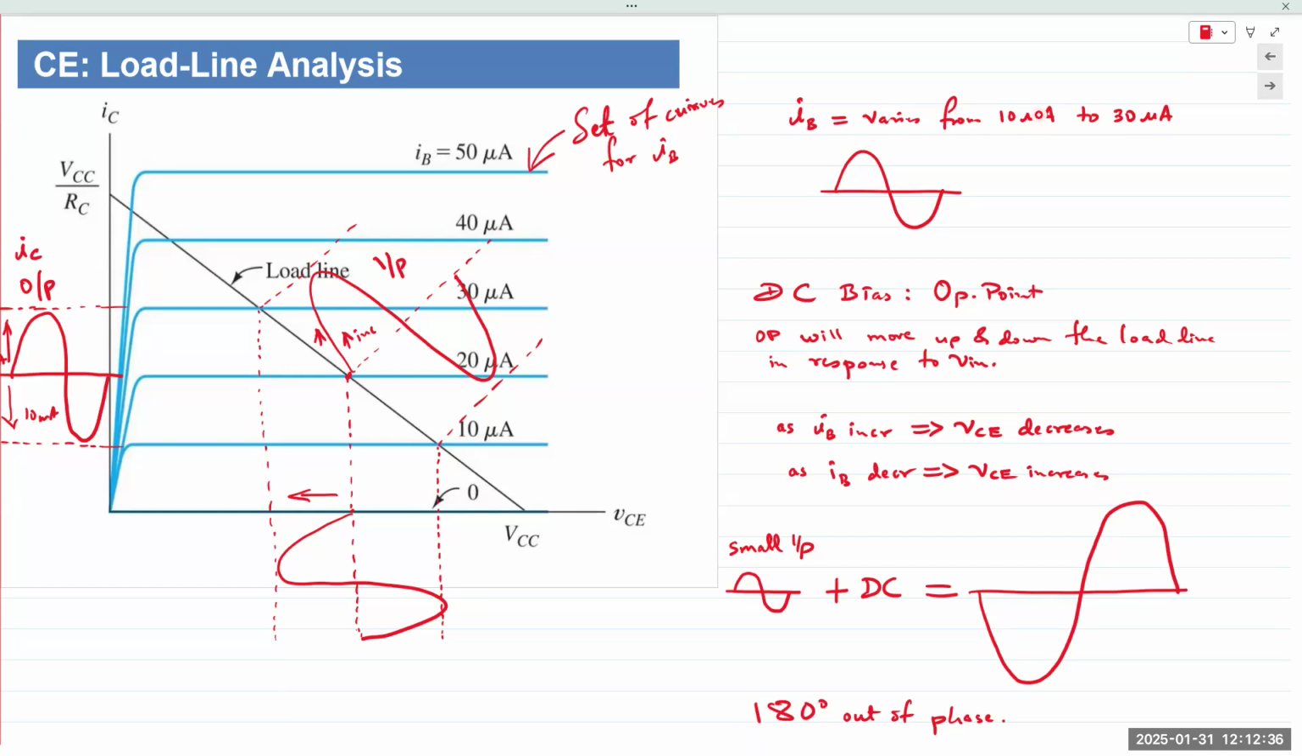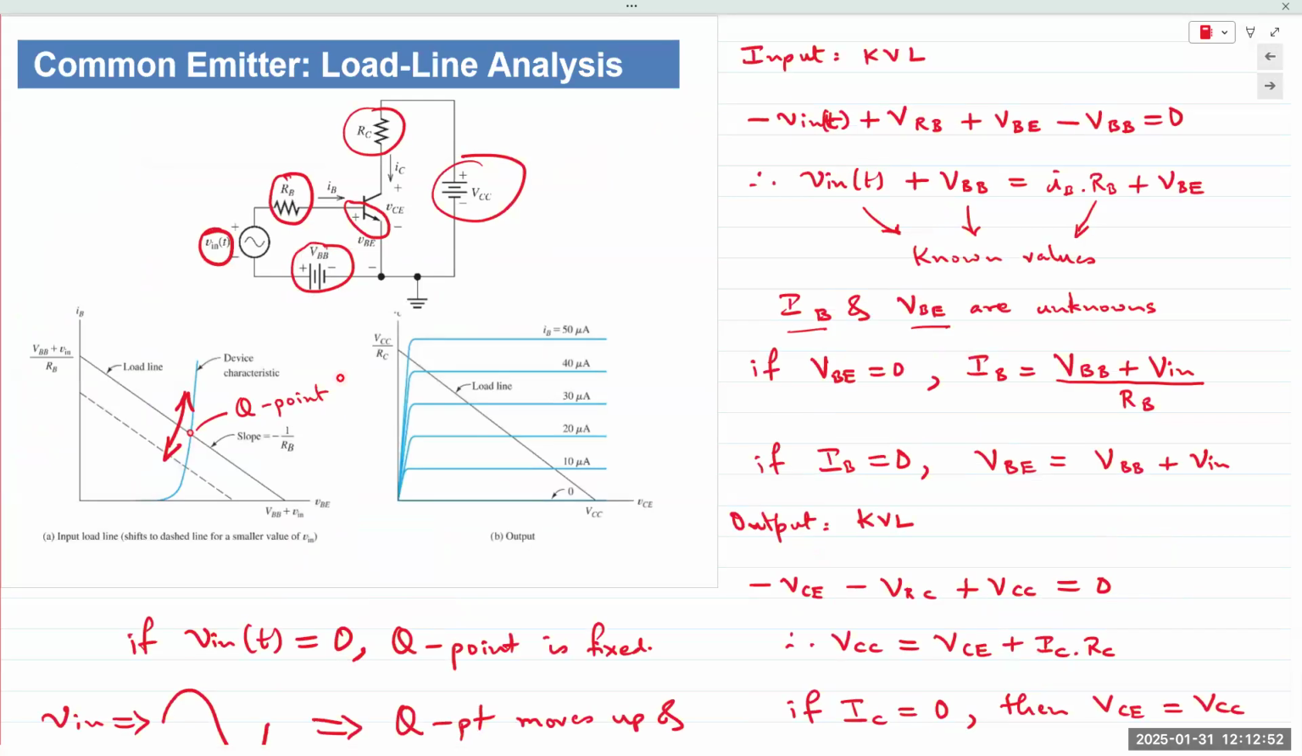It depends on the values of the components, and it depends on the values of VCC and VBB. The operating point moves in response to Vin. So if no Vin is applied, or when Vin is equal to 0, there is no AC, the operating point is fixed. It's fixed on the load line. And so on the input side, the operating point will be fixed right here, let's say. The values, of course, depend on VCC and VBB.